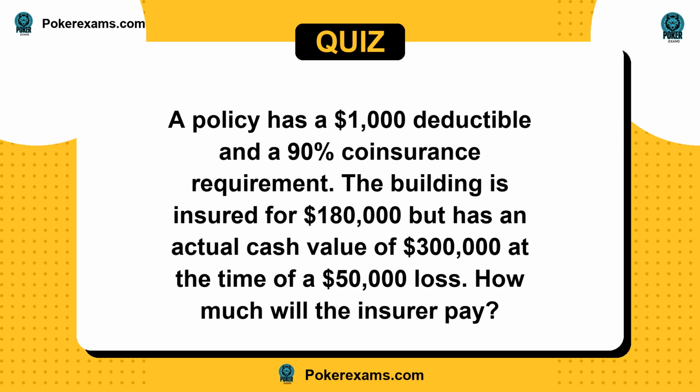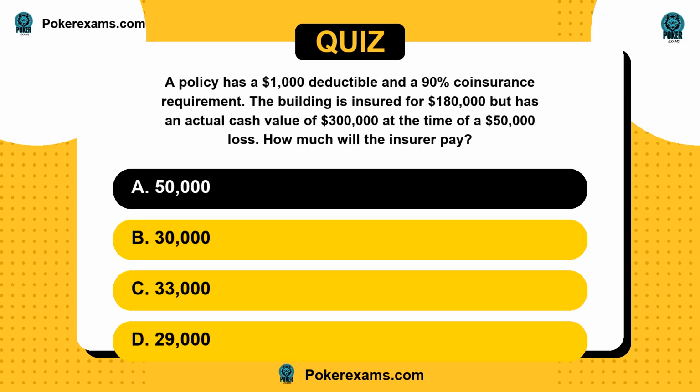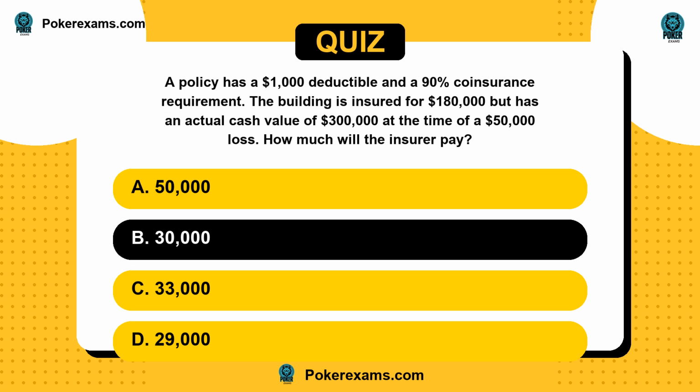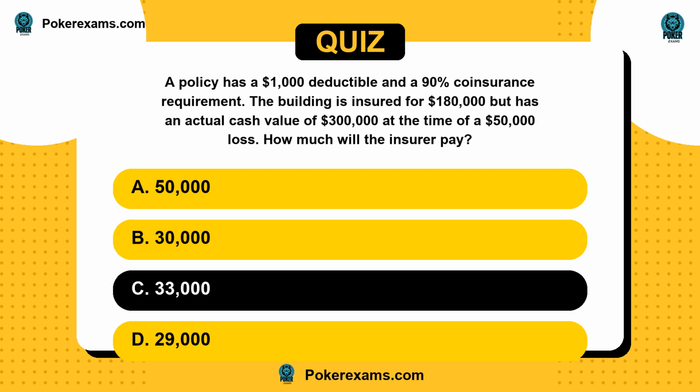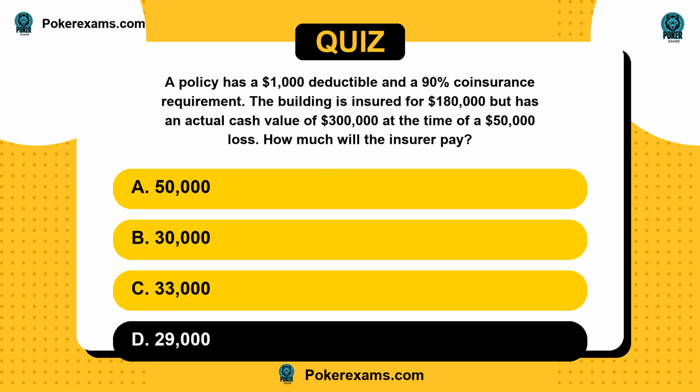Next question. A policy has a $1,000 deductible and a 90% coinsurance requirement. The building is insured for $180,000 but has an actual cash value of $300,000 at the time of a $50,000 loss. How much will the insurer pay? Is it A, $50,000? Or B, $30,000? C, $33,000? Or D, $29,000?